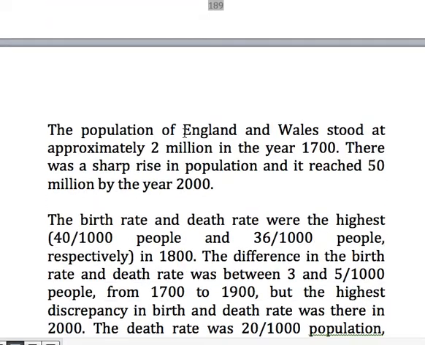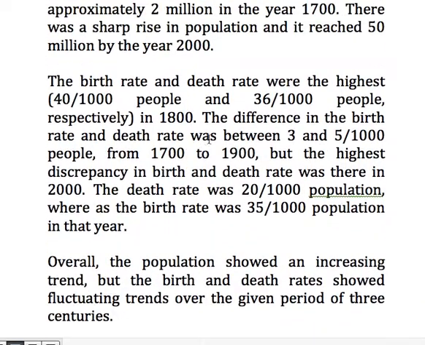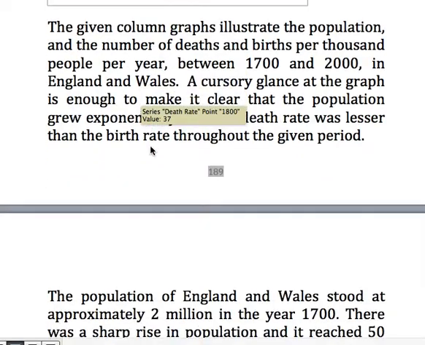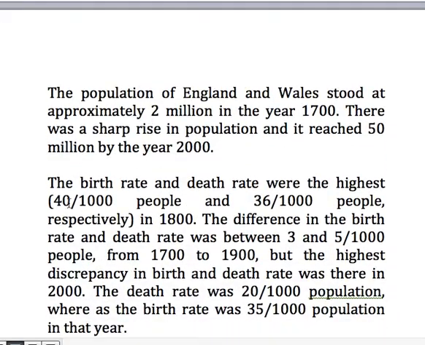Then we come to the second column graph. The birth rate and death rate were the highest in 1800. See, no other year has this much birth rate and death rate, and were the highest. I've used the highest, and then in the brackets I have given 40 per 1,000 people and 36 per 1,000 people respectively. The difference in the birth rate and death rate was between 3 and 5 per 1,000 people from 1700 to 1900.